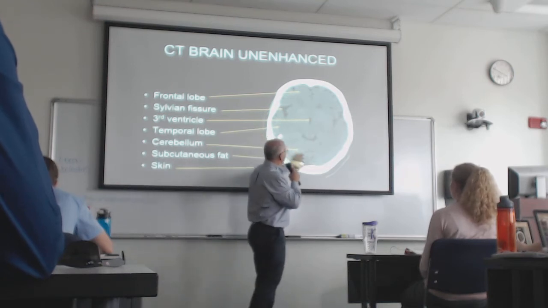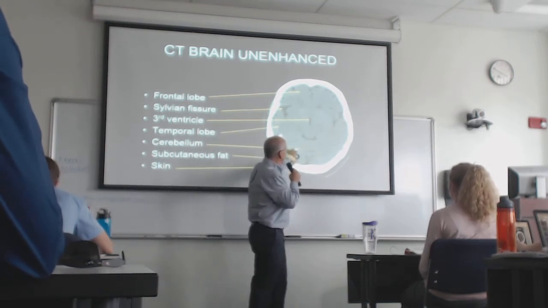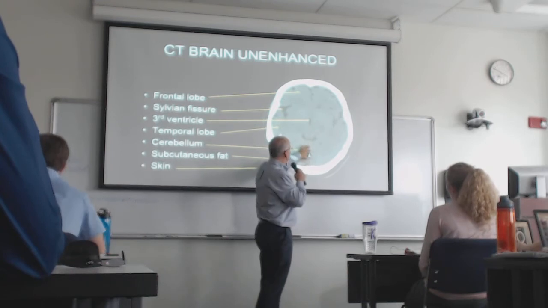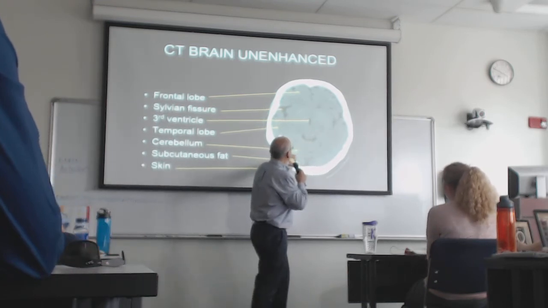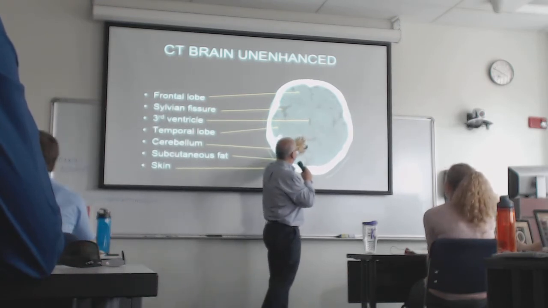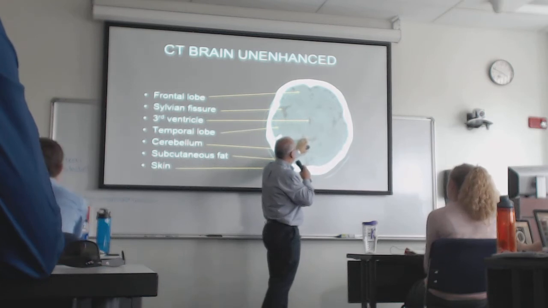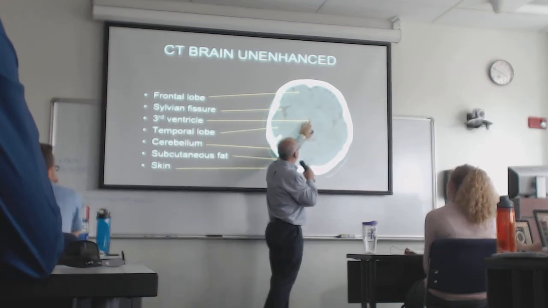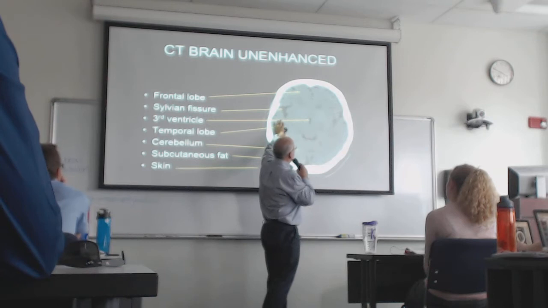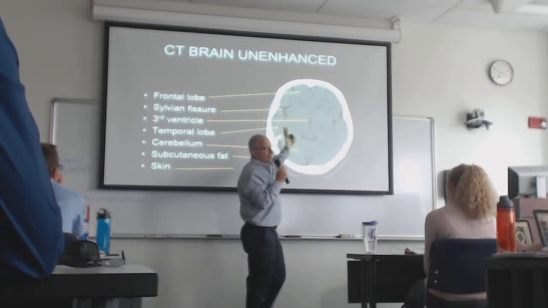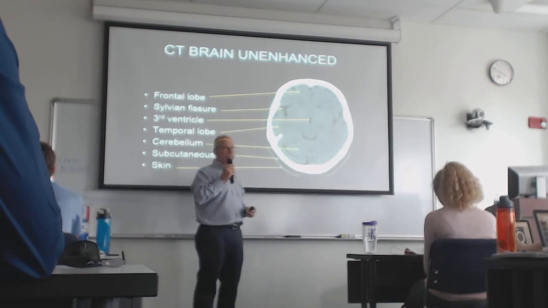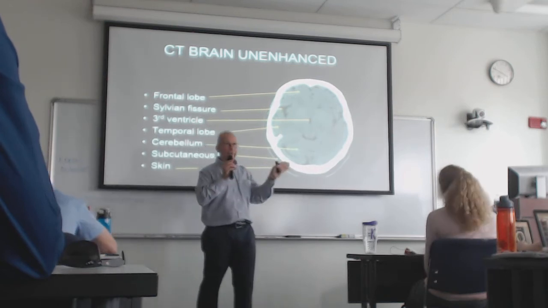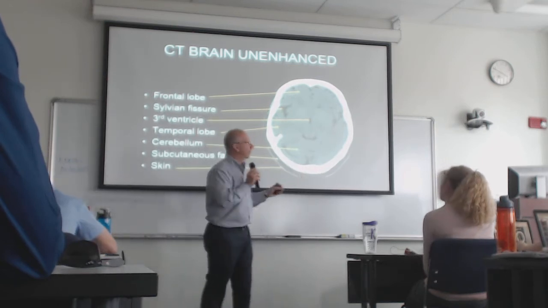Okay, so you can kind of see the folia of the cerebellum here, the central portion of the cerebellum. Now you've got the quadrigeminal plate. There's a cistern here, a CSF space, portion of the third ventricle. And then you've got temporal lobes and frontal lobe. Sylvian fissures, this is where the vessels, remember the middle cerebral artery comes out, runs into the Sylvian fissure on either side.